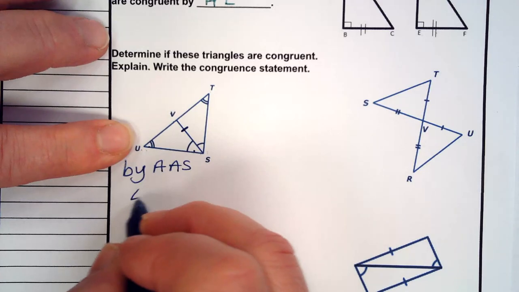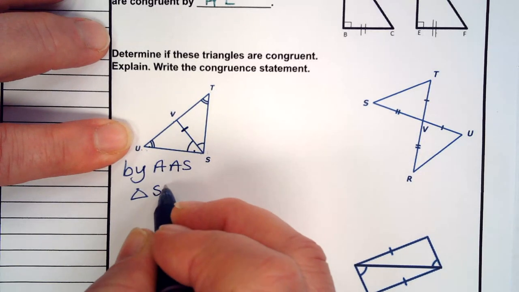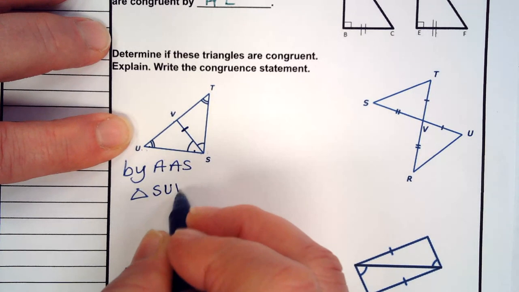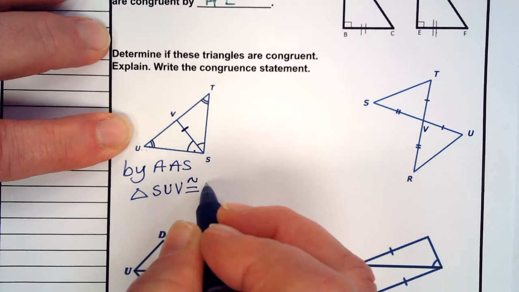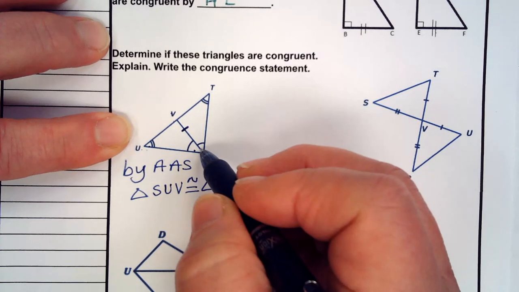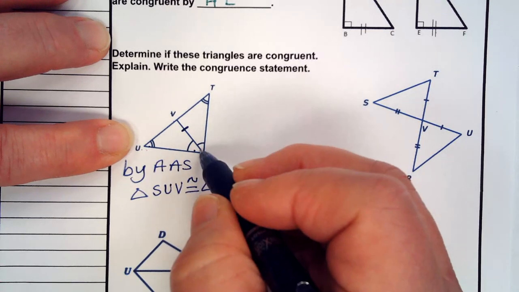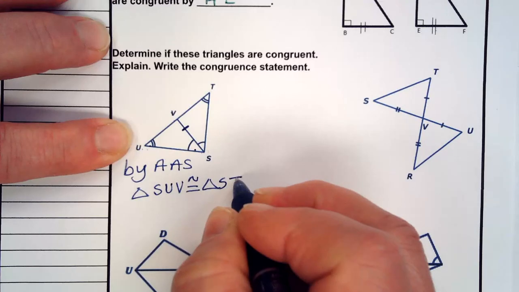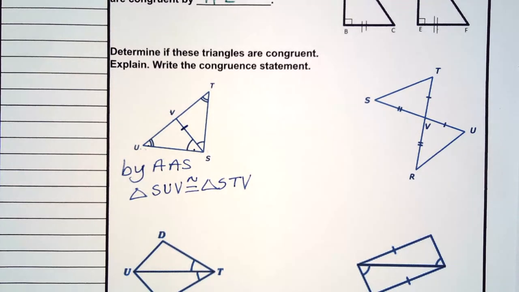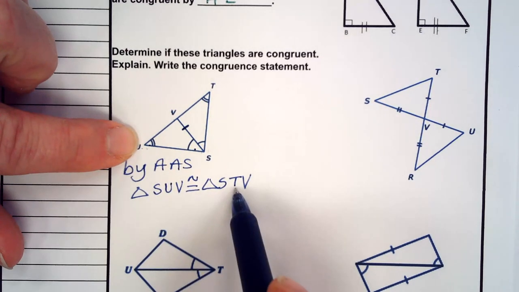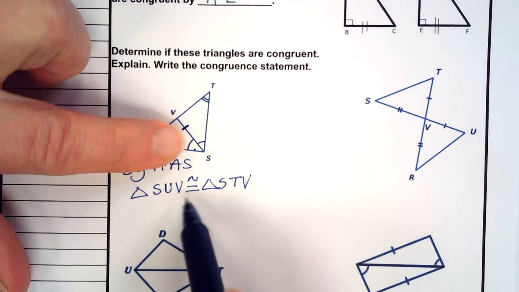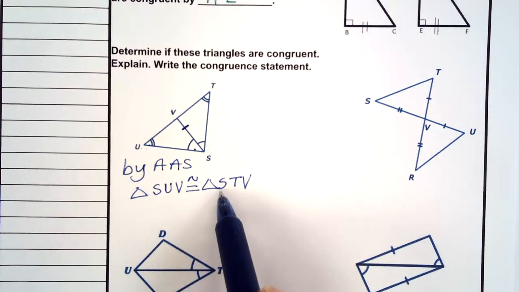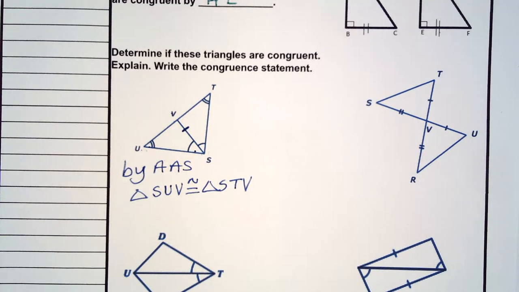See, triangle SUV is congruent to triangle, okay, S. Now U has 2, so I've got to go from S to T to V. See how we match up the corresponding parts. U matches T. S matches S. And so forth.